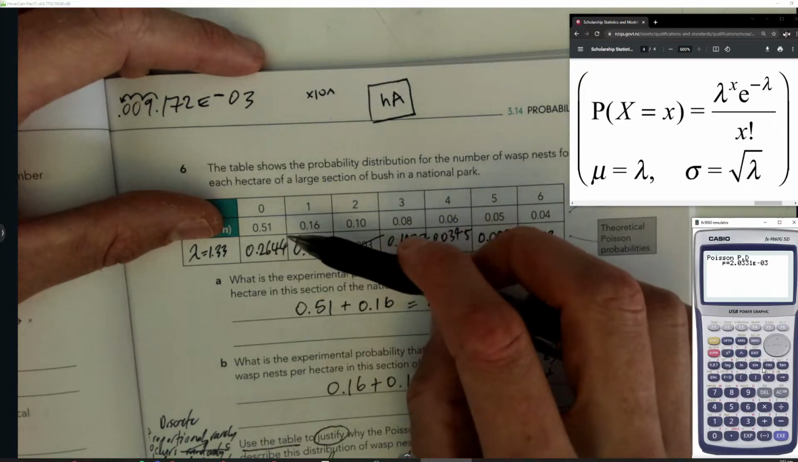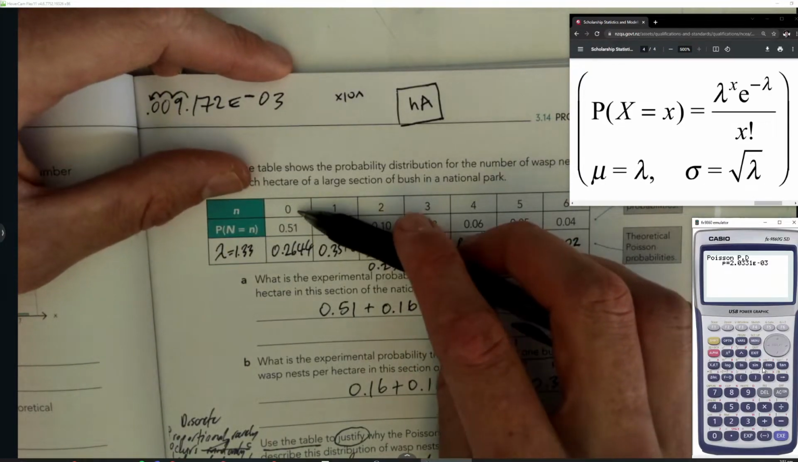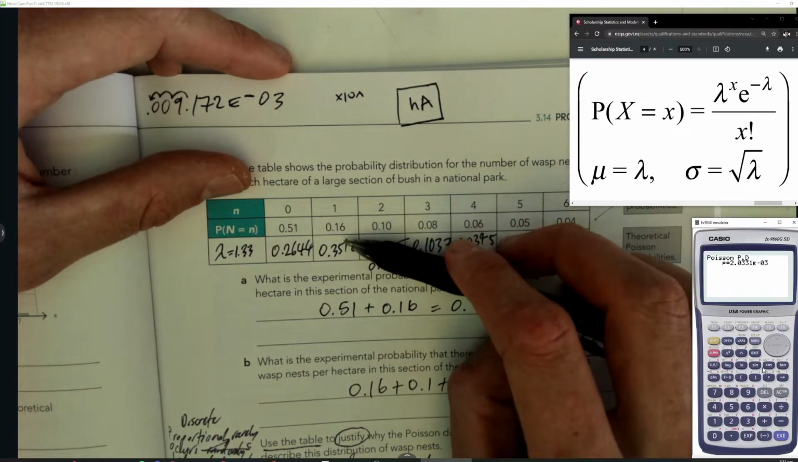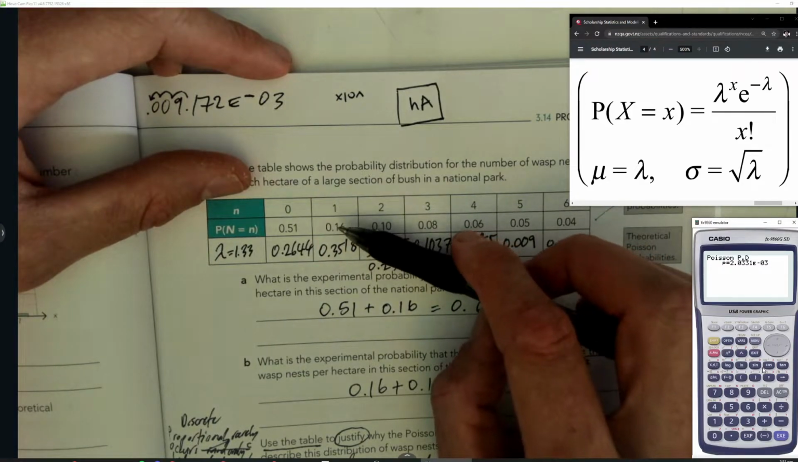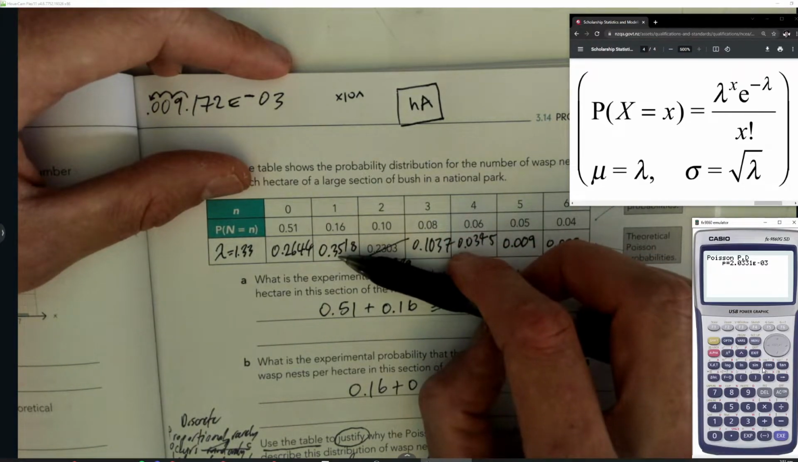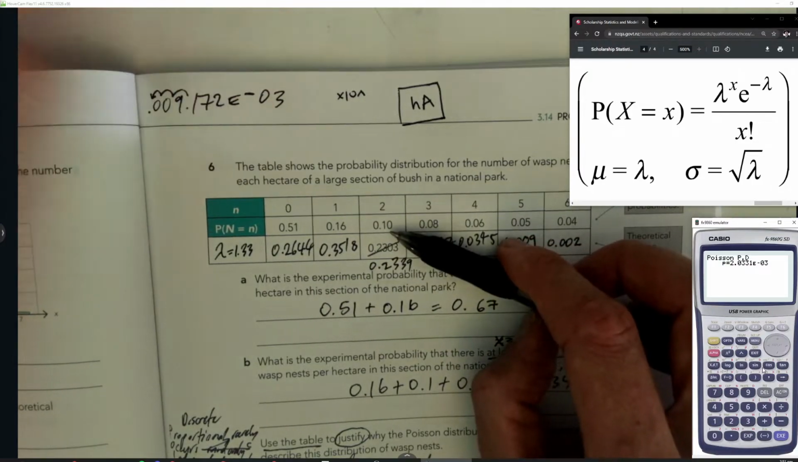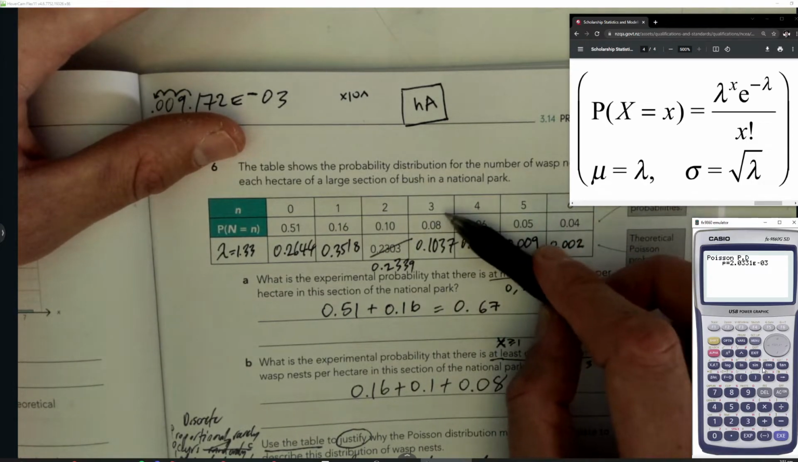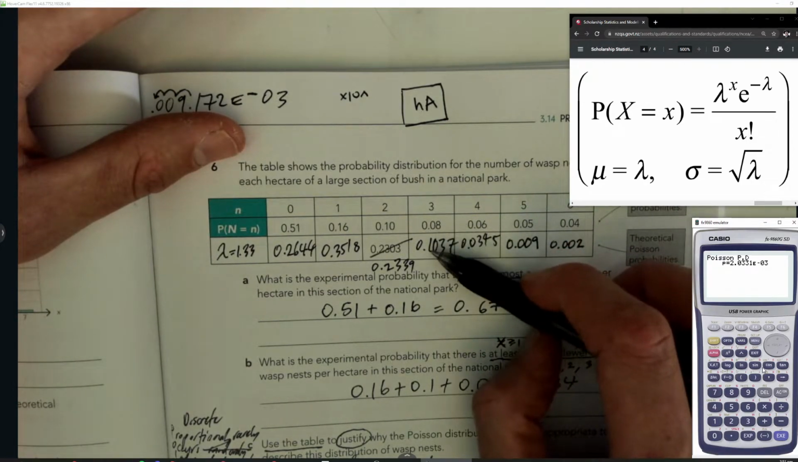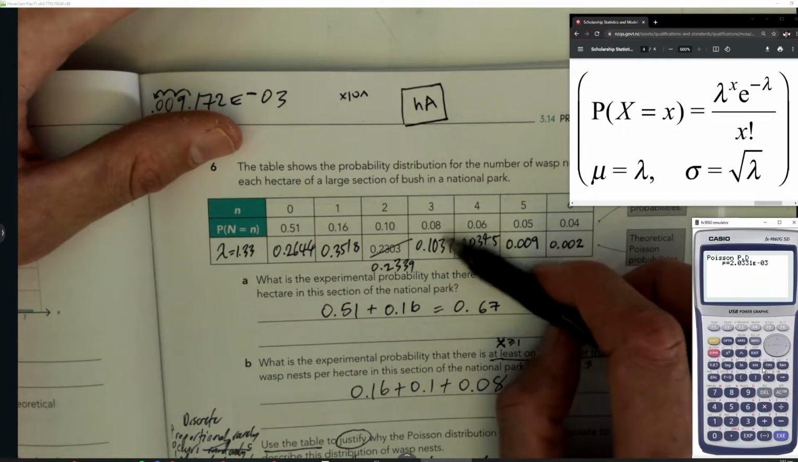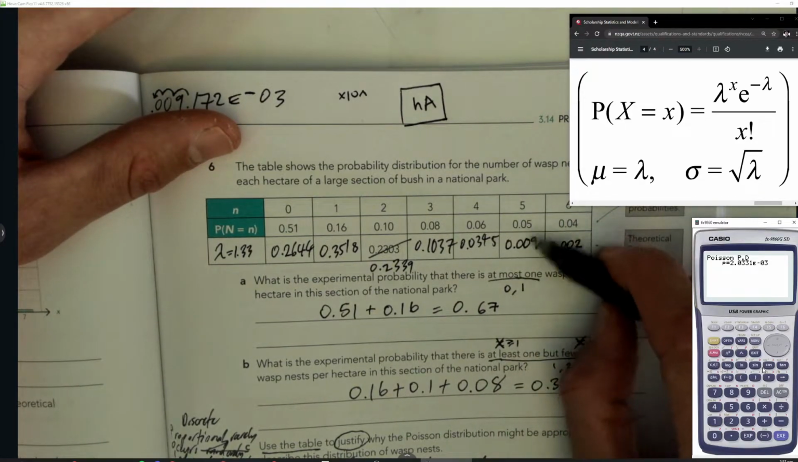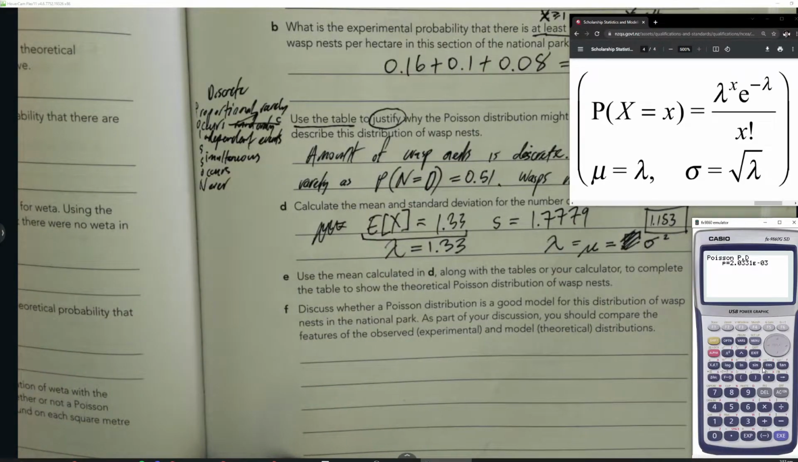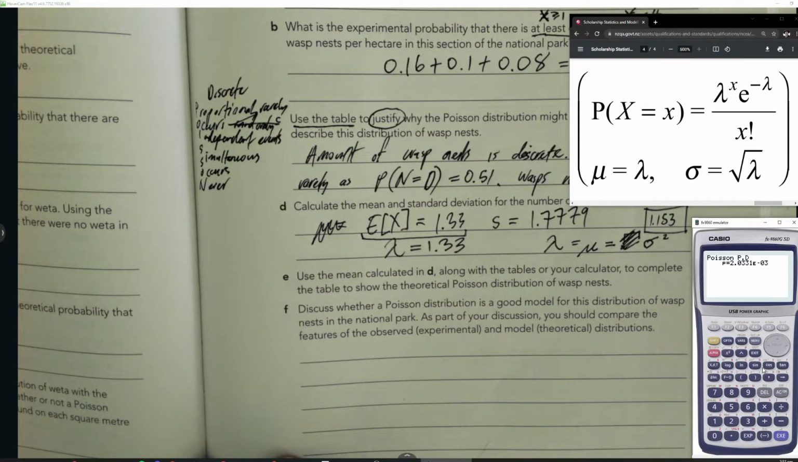So you can see that 0 doesn't do well at modeling it at all, it's half the value. 1 is not a good model because it's the other way around, the experimental is half that of the model. Then 2, again, the experimental is half that of the model. Then at 3, it's fairly close, but it's not great, to be honest. Yeah, this is a horrific model. Is Poisson distribution a good model for the wasp nests?